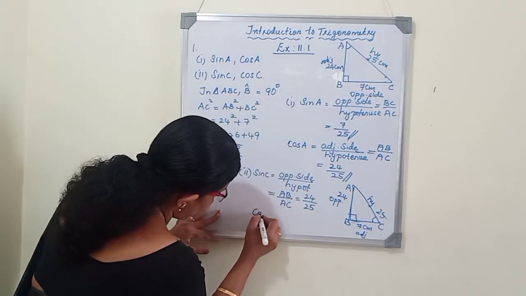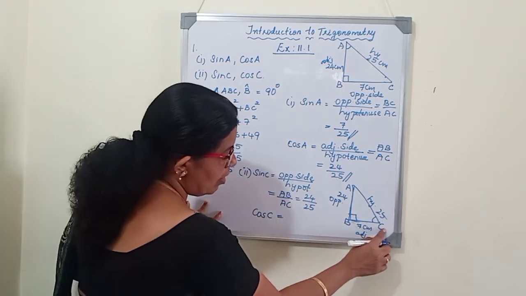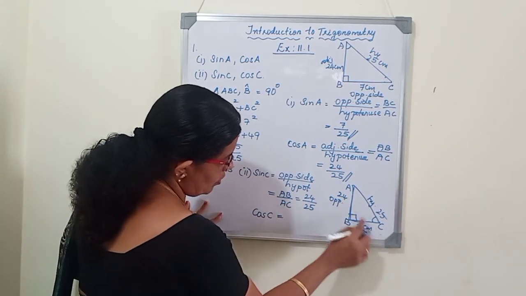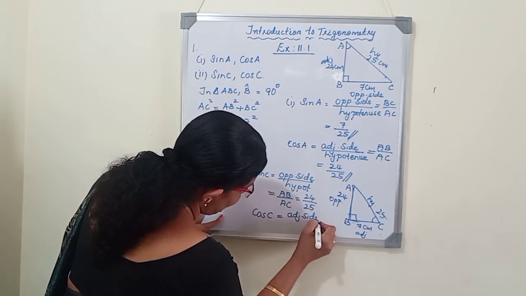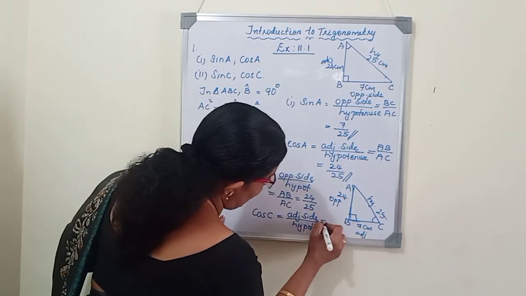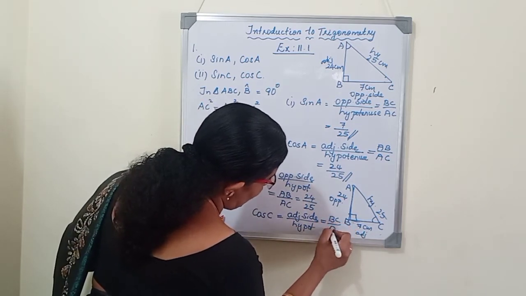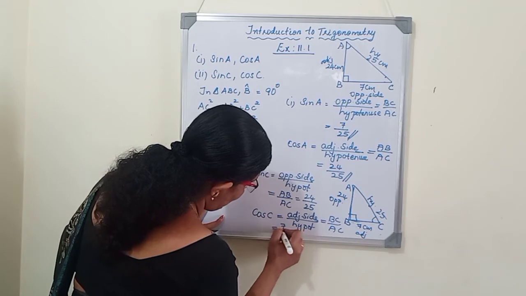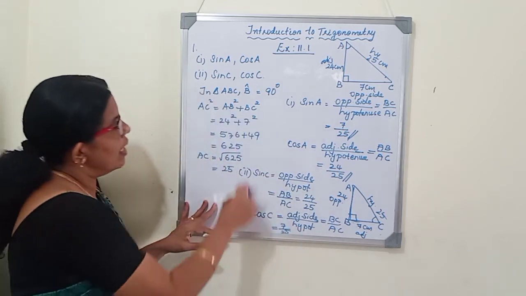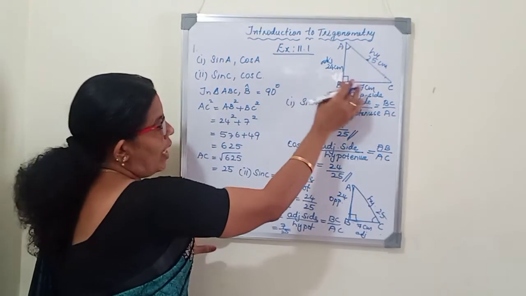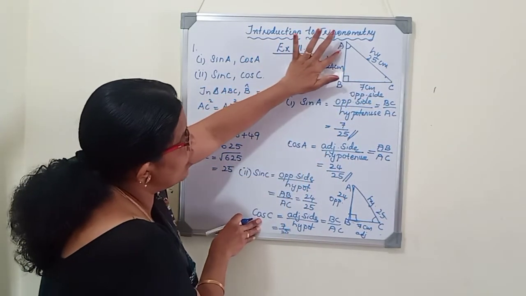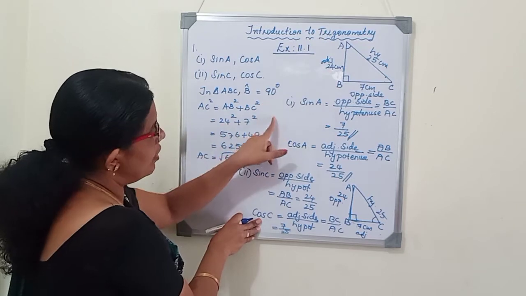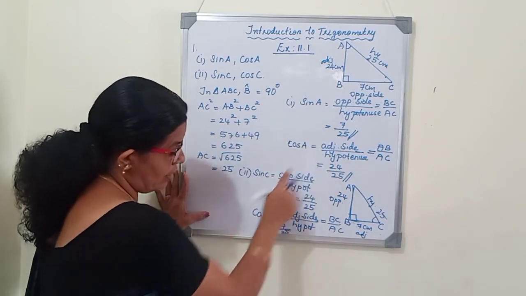Now cos C. Cos C is equal to, cos is adjacent by hypotenuse. So adjacent side by hypotenuse. Adjacent side with respect to angle C is BC. BC by AC, and that is 7 by 25. So, whenever you get such questions, if two values are there, find the third side of the triangle. With respect to which angle you want the ratios, according to that, we can write the formula and we can write the values.